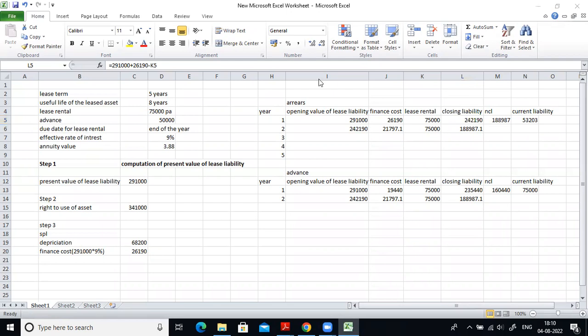So participants, I hope you understood this concept. Any query on this? So this is how we go with the leases in the books of Lessee. Any question?